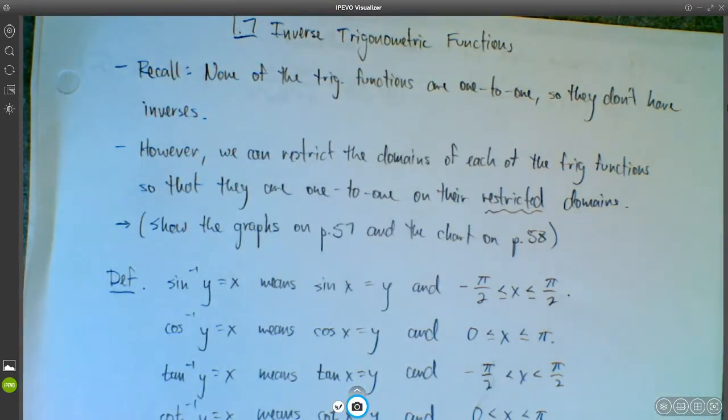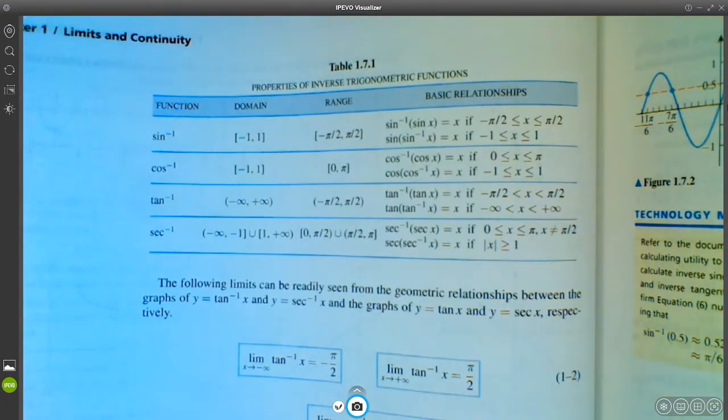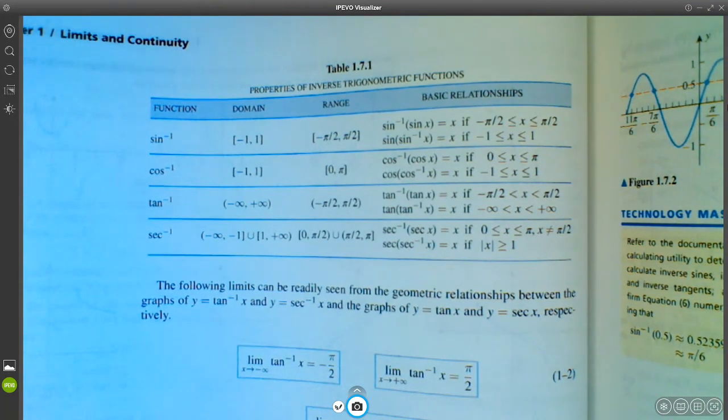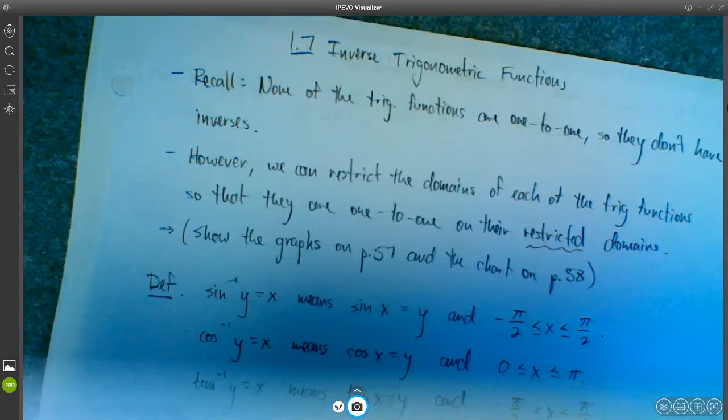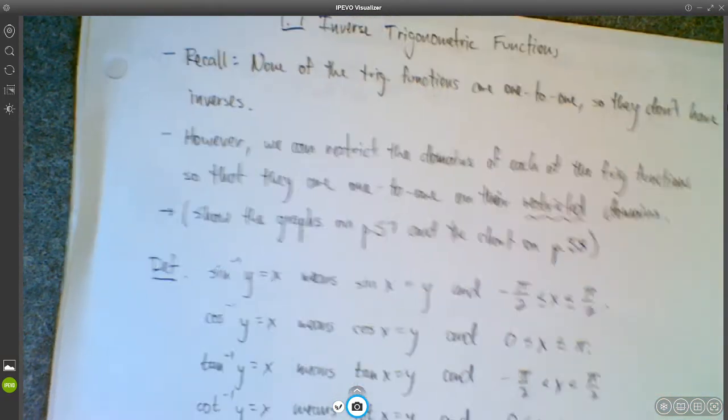Page 58 also has some good stuff on it visually. It's a chart, and we'll come back to this chart in a second. But that's also good information to help you make sense of all this inverse trig stuff.